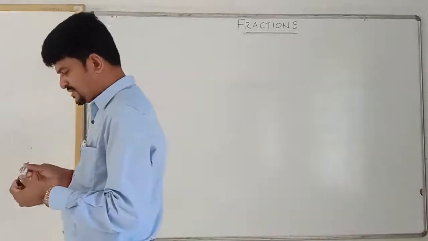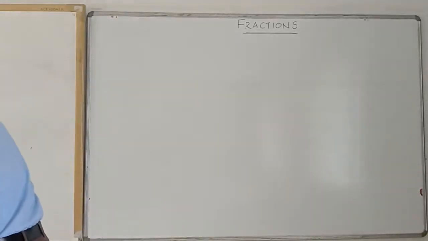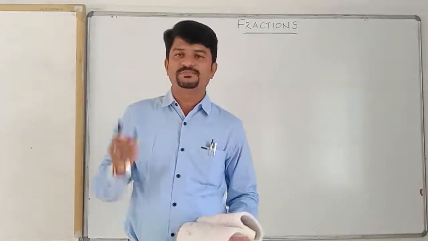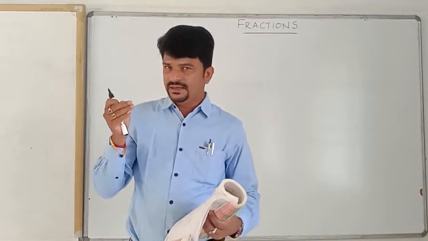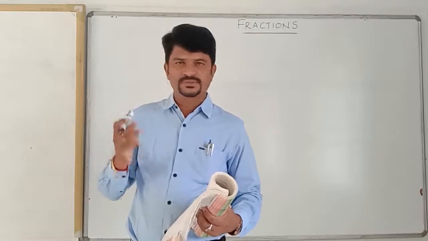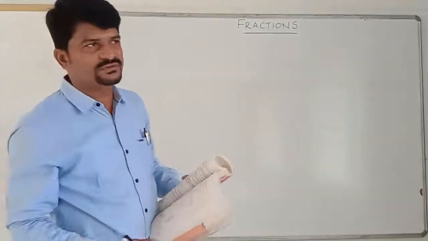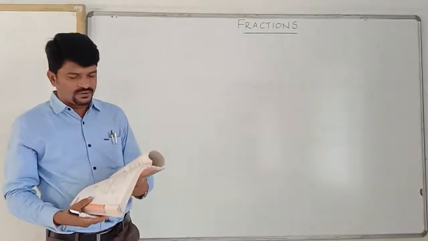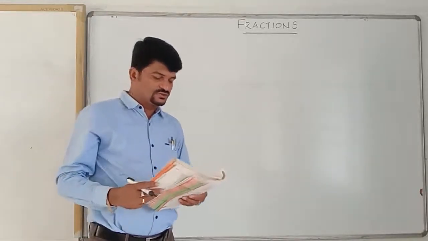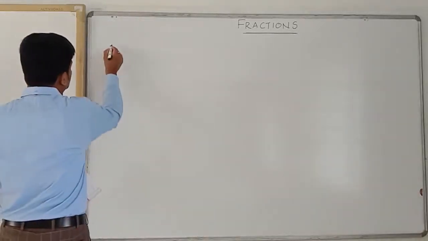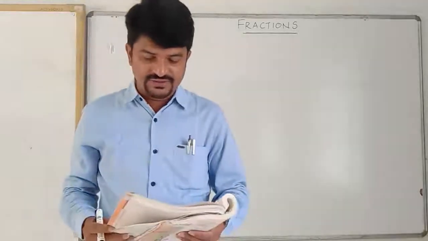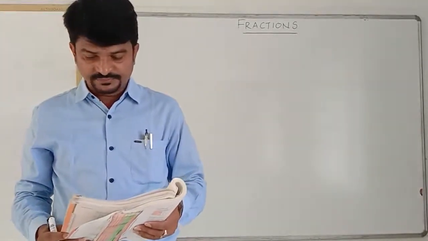Now, see, we are going to start solving exercise 7.1. It is a primary exercise, just for knowing the basic concept of fractions. Now let us see page number 135, everybody. Question number 1. I'll draw 2 pictures here. Actually, 10 pictures are given, but I will draw 2 here.